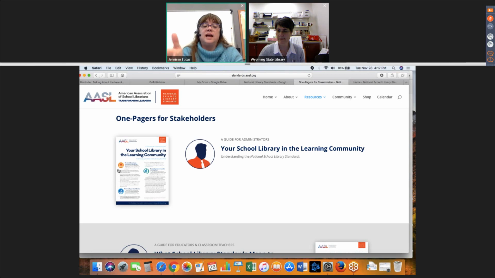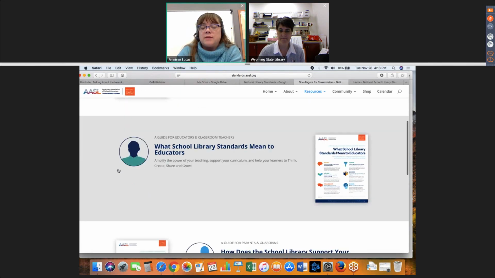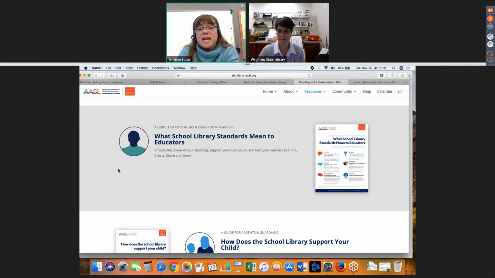So saying, okay, the library is the center of your school because this is where we can house all these resources and stuff. And then here's what you want to do to partner with your librarian and let them help lead the way. And then the last one is, and here's what your learners will learn when we're doing this process. The next one down is what the school library standards mean to educators.